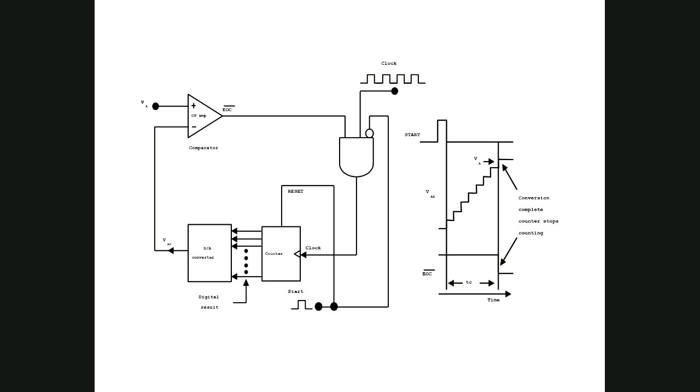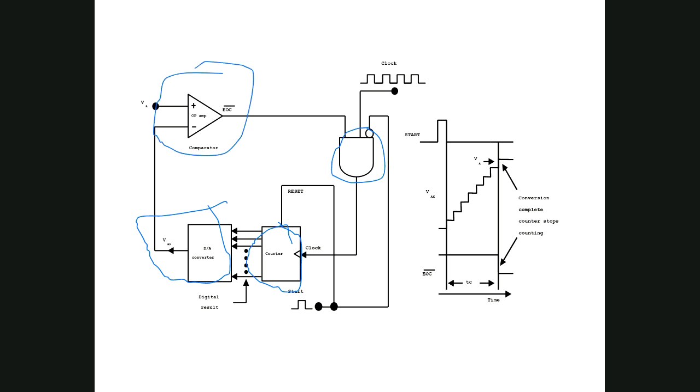First is the control and gate. Second is the D to A converter. I told you why we studied the D to A converter: in the ADC, the digital to analog converter is one element. This is the reason I could not study ADC before. I needed to first study DAC, then I can study ADC. Then we have a counter, a simple 4-bit binary counter, and then we have a comparator.